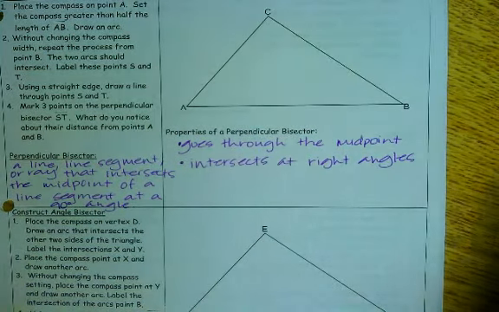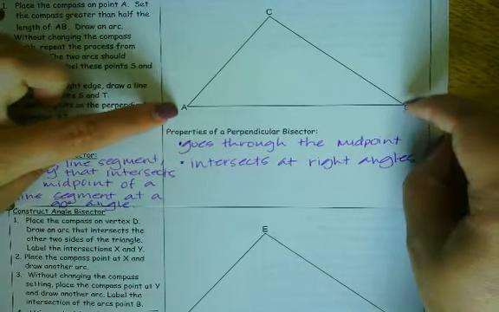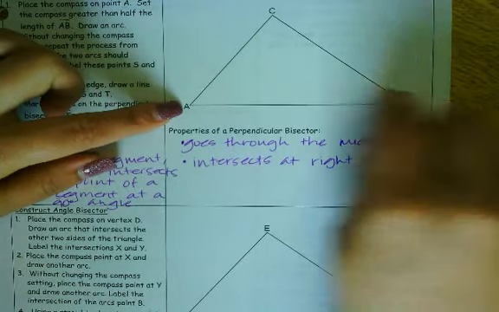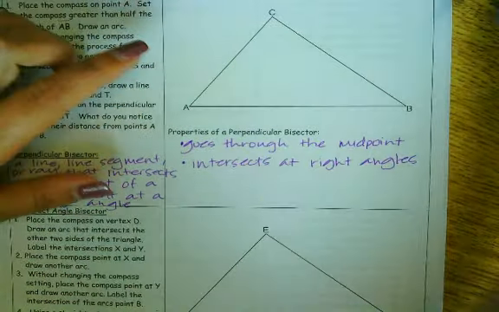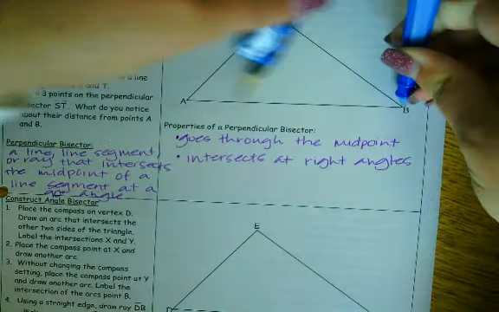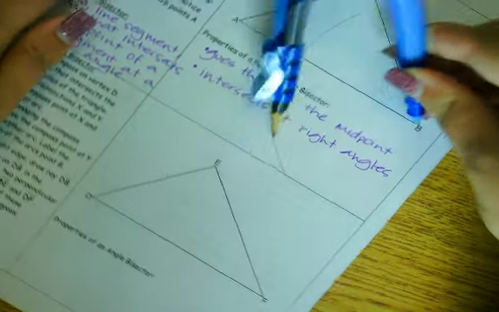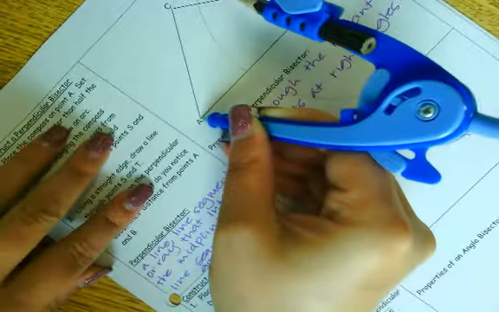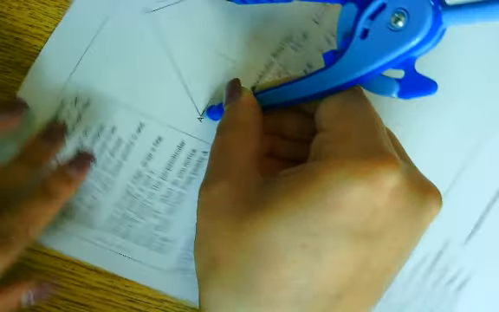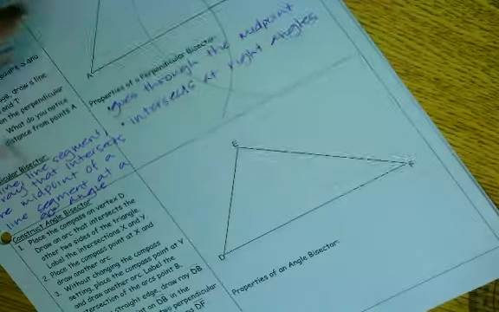Alright, so this should not be new to you, so I want you to go ahead and construct the midpoint and the perpendicular bisector of AB. Okay, so you're putting your compass on A or B, whatever one you want to start with, going greater than halfway, making your arc, flipping your compass, go from point A, make your arc, and where the two intersect is your perpendicular bisector.